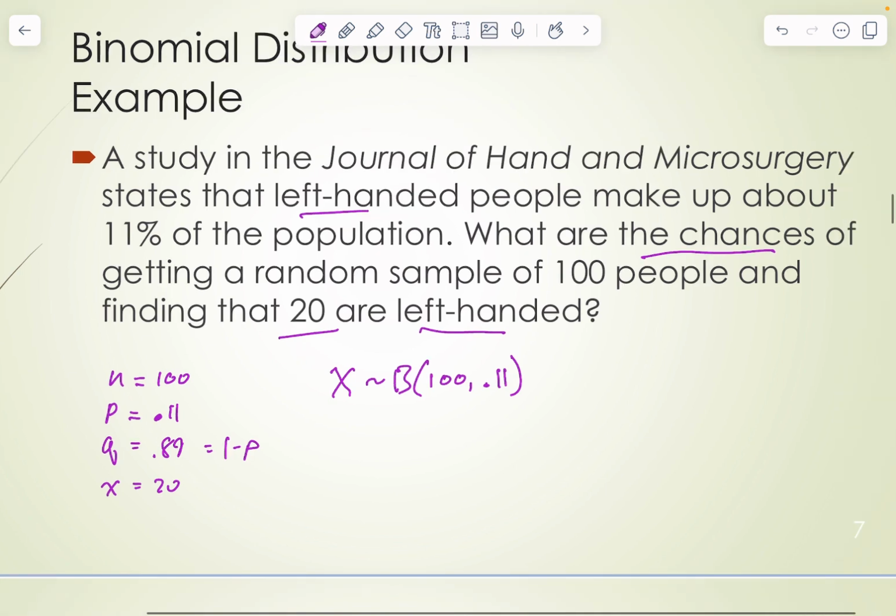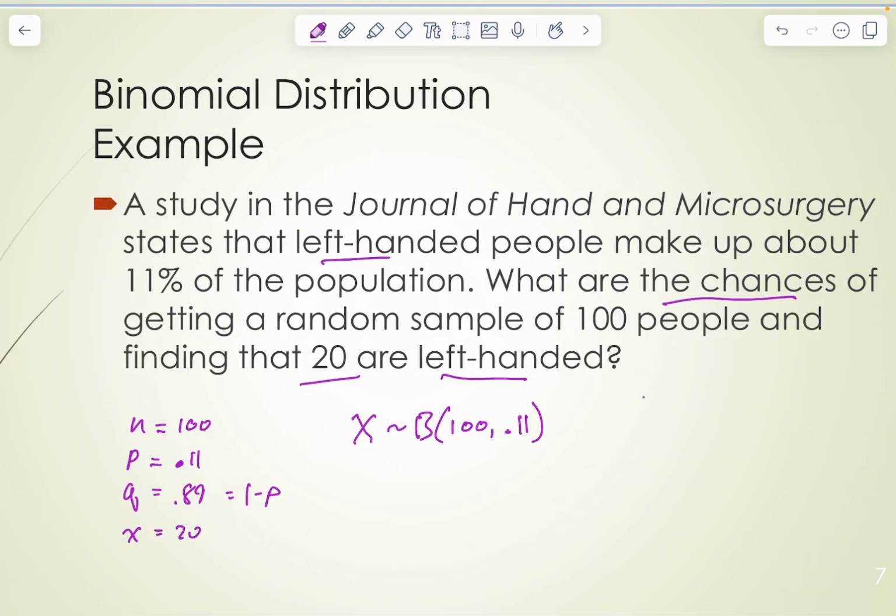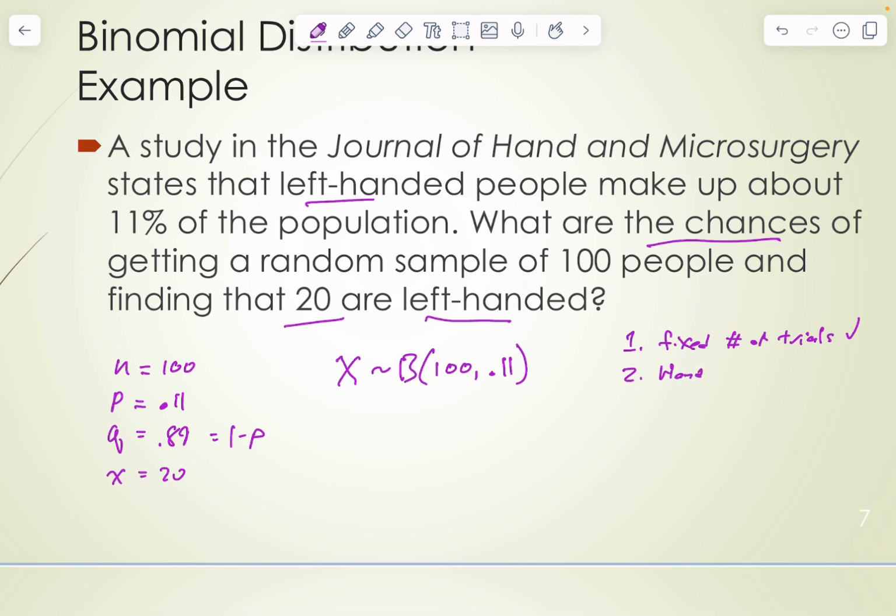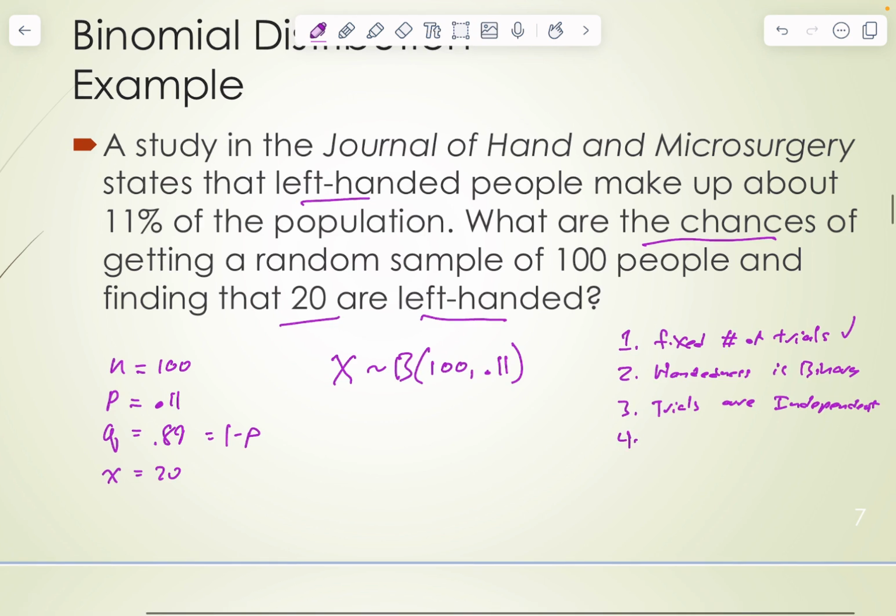This is a binomial distribution because there is 1, a fixed number of trials, 100. 2, handedness is effectively binary. 3, they're independent of each other. If I'm randomly selected and I'm right-handed, that is not going to affect whether the next person selected is left or right-handed, so the trials are independent. 4, the probability of success is roughly 11%, because 11% of the whole population.